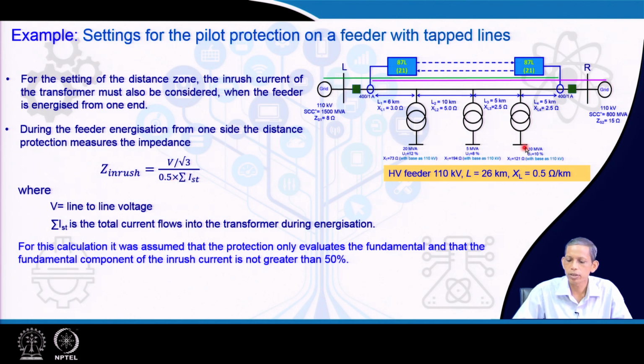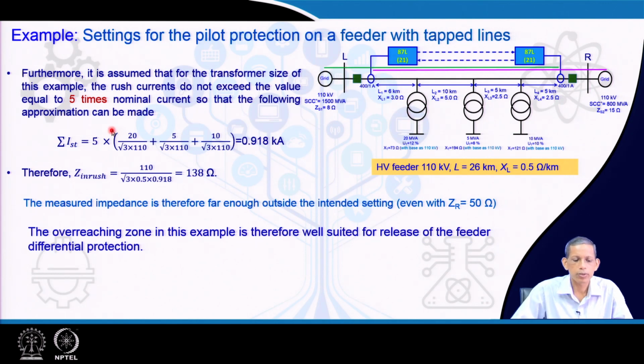and the summation of the inrush current in the 3 branches. So, that is what we talk about here: the IST, the total current that flows in the transformers during the energization, in all 3 branches. For calculation it was assumed that only the 50% fundamental, which is what typically happens in case of inrush current also. We have a large amount of other harmonic components, particularly of second harmonic.